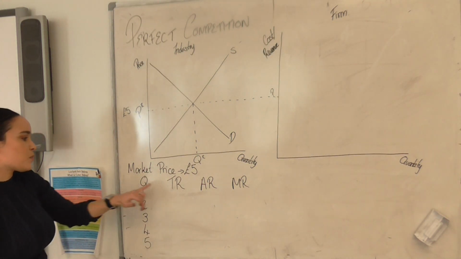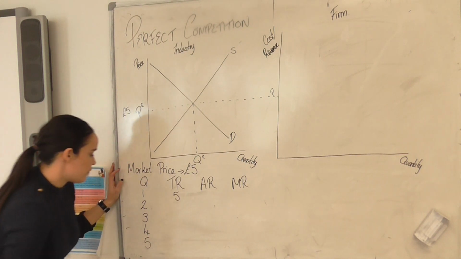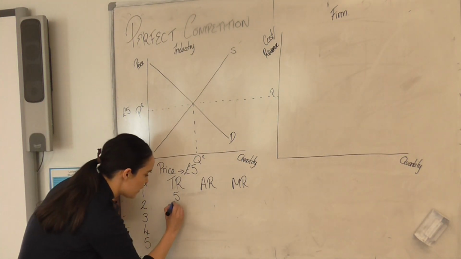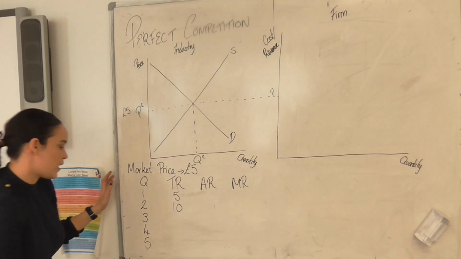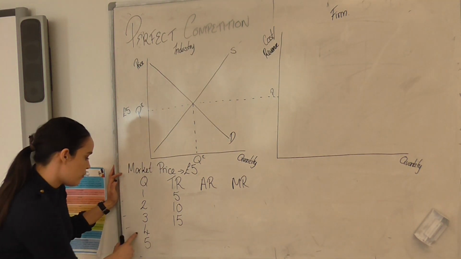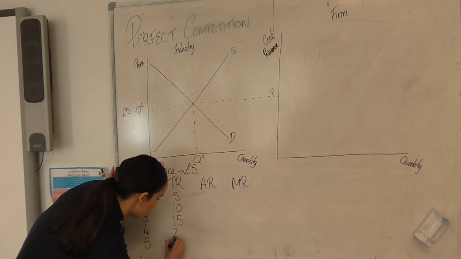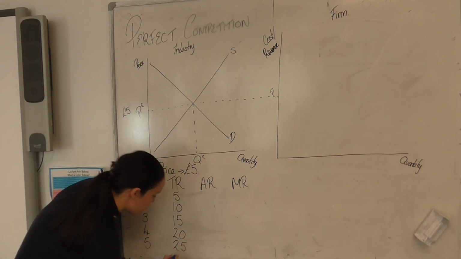So if a firm sells one at £5, their total revenue is going to be 5. At 2, their total revenue is going to be 10, and obviously that's just 2 times the market price there. For 3, it's going to be 15. For 4, we're going to have 20, and then for 5, we're going to have 25.